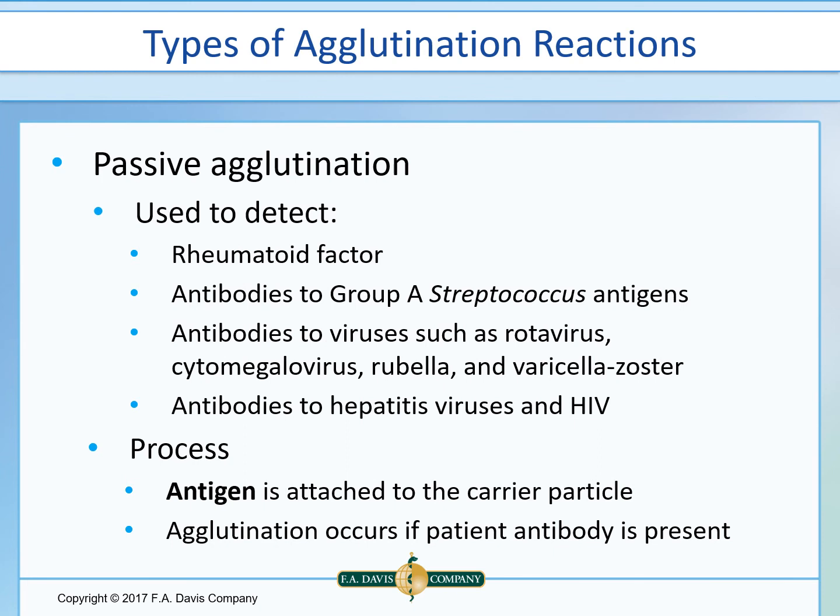A few other latex agglutination test examples include those to detect rheumatoid factor or even antibodies to hepatitis viruses and HIV. Again, with this type of agglutination reaction, antigen is attached to the carrier particles, such as the latex particles, and agglutination occurs if the patient antibody is present.